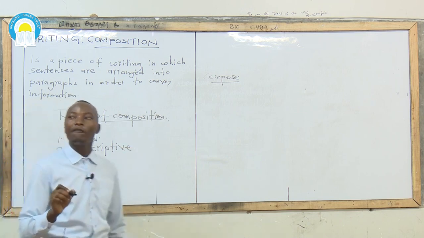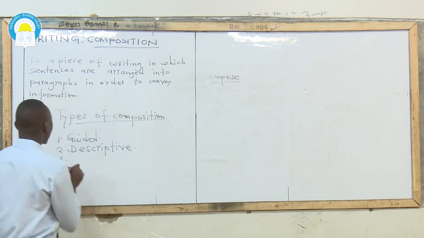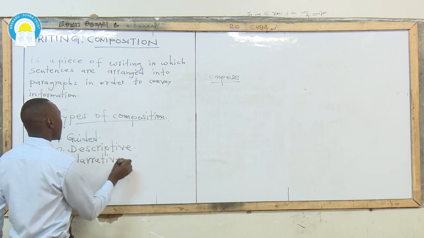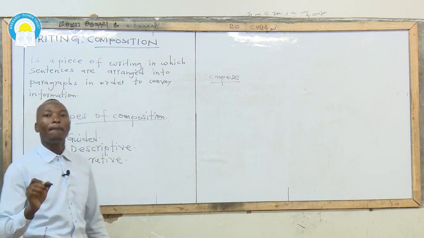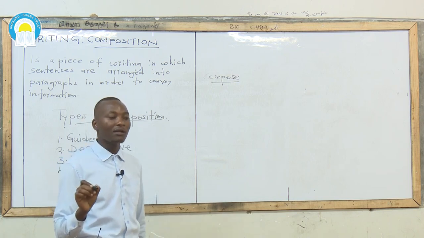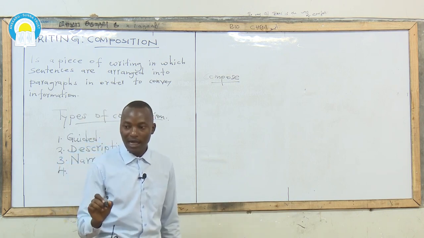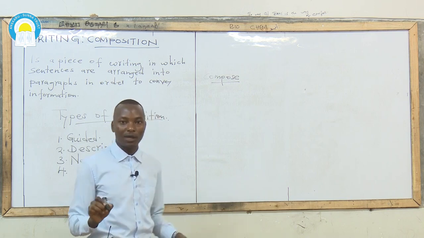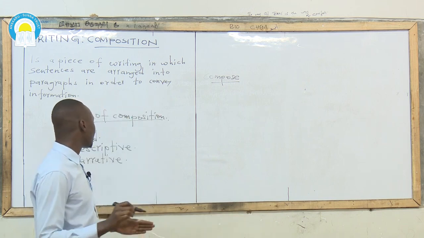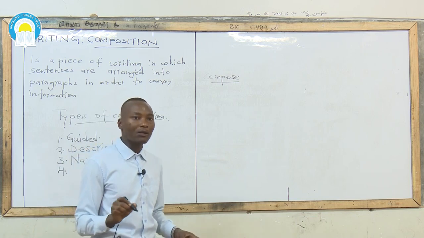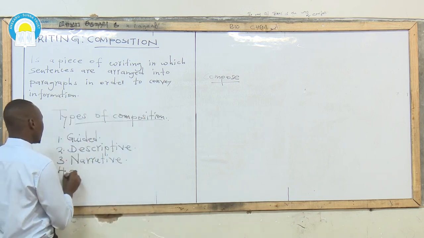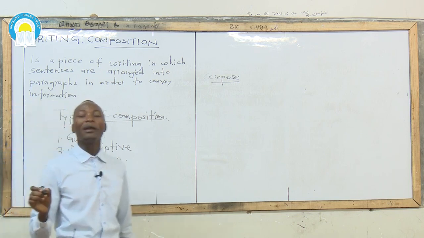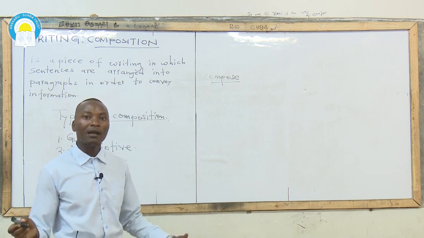Number three, we have narrative composition. Number four, we have pictorial composition. This is the composition that you write based on the pictures that are provided. You observe the picture, you make a clear follow-up, and then you write a composition. So the composition that is written from the pictures observed by the viewer is called pictorial composition. Some people may call it picture composition, which is still okay.